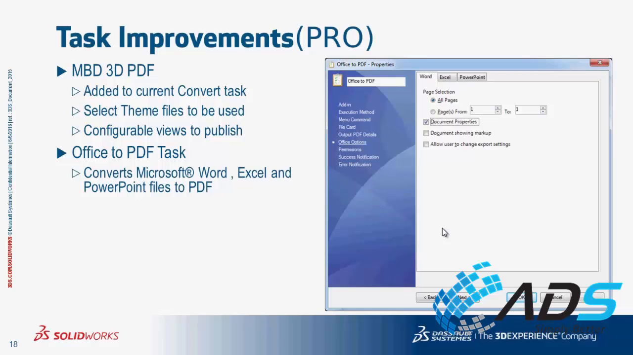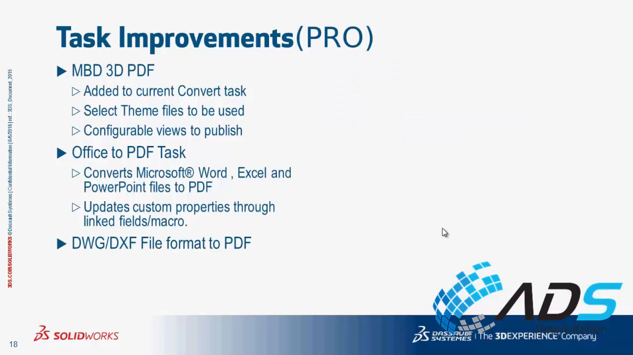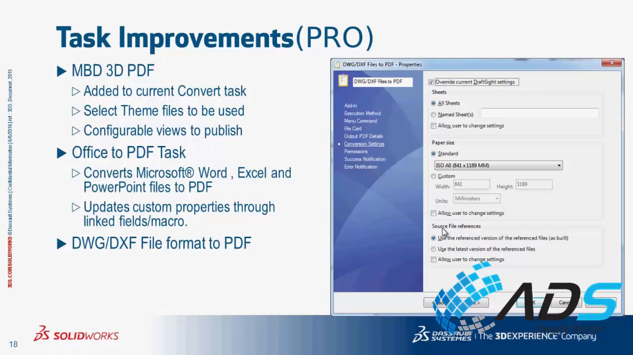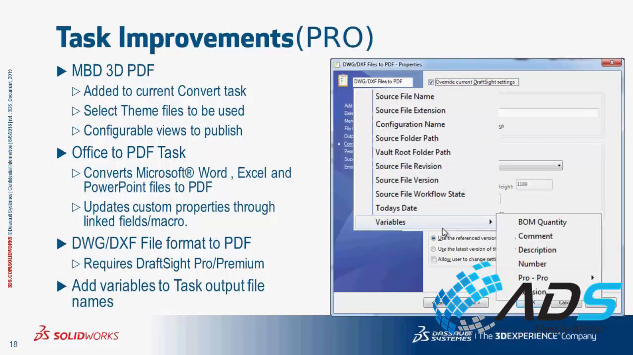We'll convert Word, PowerPoint, and Excel files to PDF. It'll update custom properties through if you've got any link fields or macros, and also DWG file format to PDF. We'll be able to handle those too through the use of DraftSight Pro or Premium, because you need the API to support the making of a PDF from DraftSight. So great things there on tasks. One more thing, we are now able to add variables to the output file name. Before we only had certain variables we could add, but now we can have access to all the variables.